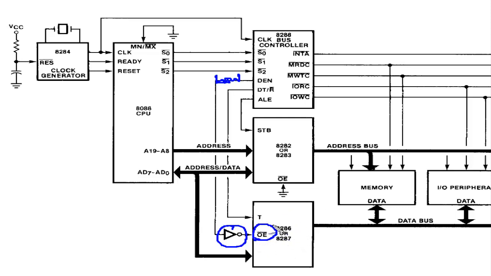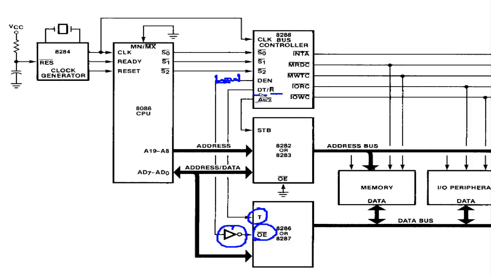Now depending upon this T line, which is connected with DT/R, that is data transmit or receive. So are you trying to transmit data or receive data? This is connected with the T. So T will decide whether we have to transmit or receive.